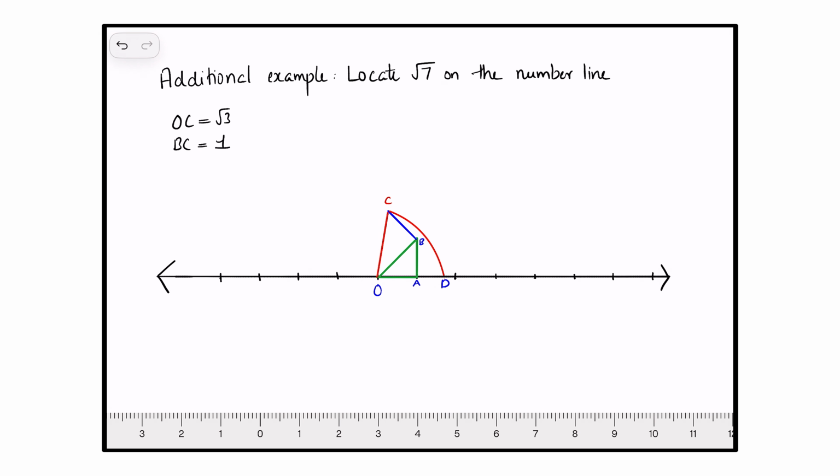Just a quick recap, I have OC equal to root 3 and BC equal to 1. Now what I will do, I will construct a line perpendicular to OC of length 1 unit in size, and then I will join to get the hypotenuse, and that hypotenuse will be the value of root 4. Let me do that.